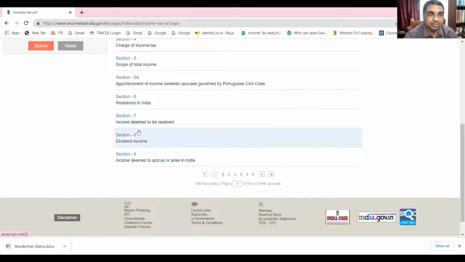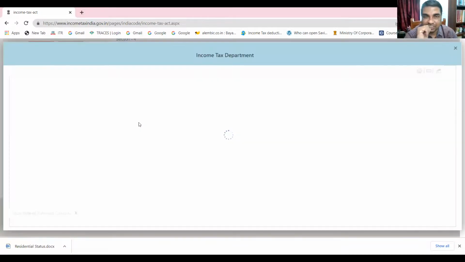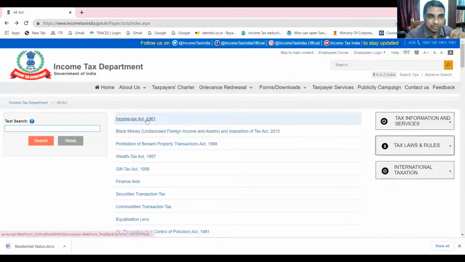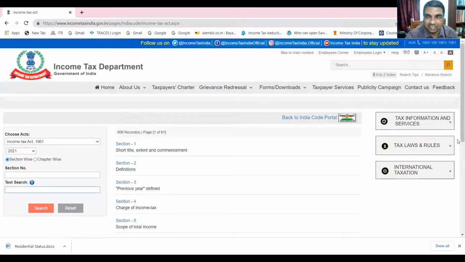Okay, what is this income in section 7? It is income deemed to be received. Just have a look at what are the incomes which are deemed to be received in India. You can see annual accretion in the previous year, the balance of credit to the employees participating in recognized provident fund, transfer balance of recognized provident fund. All these concepts we'll be discussing in our next session. Section 7, I showed you. Dividend income treatment will be made differently; we'll be seeing that in section 8.